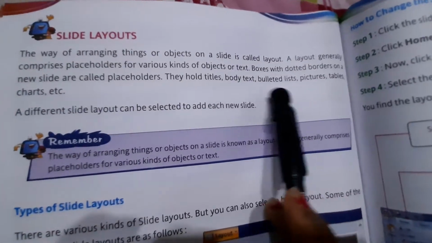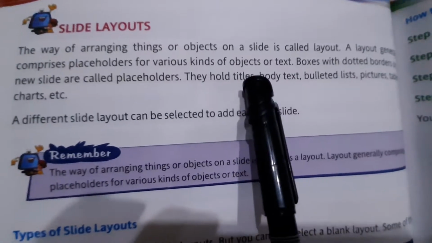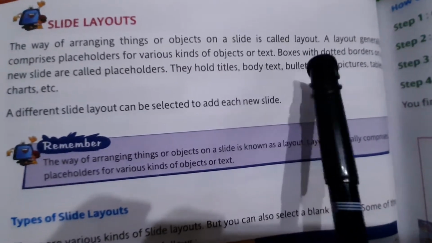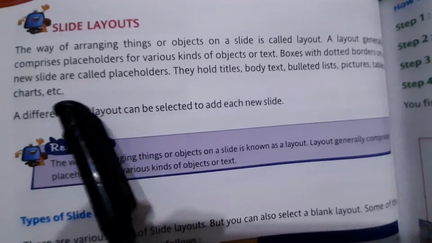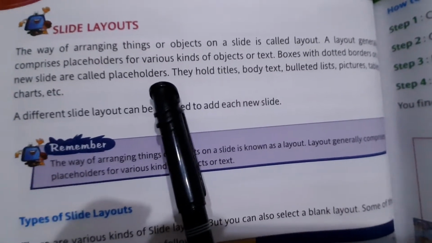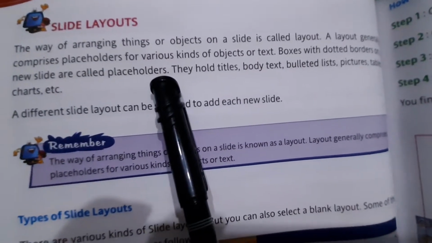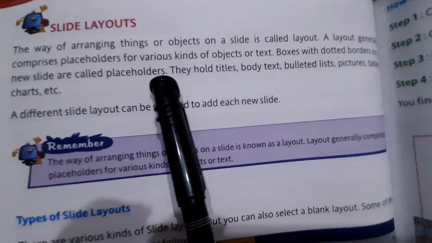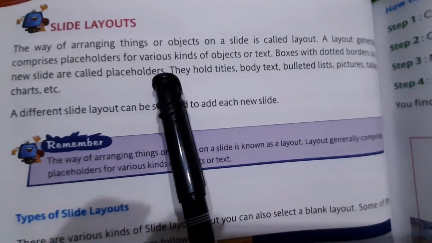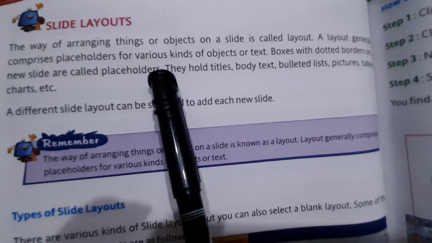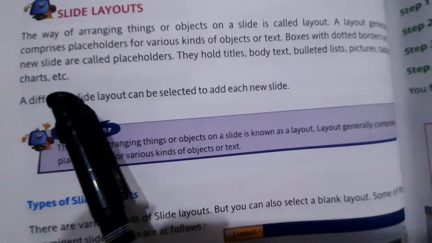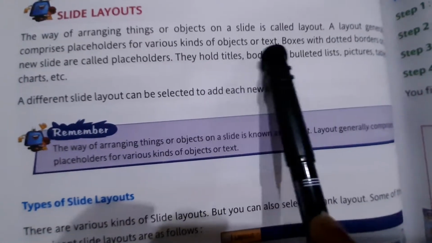A layout generally comprises placeholders for various kinds of objects or text. We have seen what placeholders are. Again, let's see. Boxes with dotted borders on a new slide are called placeholders. The placeholders are the places which can hold things. Otherwise, it is not allowed to write on the whole slide or to place things just anywhere. It has to have a placeholder. Or in the case of a blank slide, you can place things on your own. They hold titles, body text, bulleted lists, pictures, tables, charts, etc. So they can hold so many things.